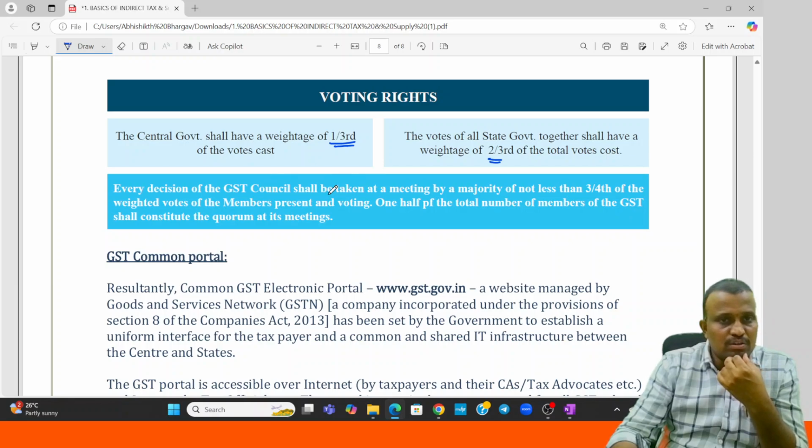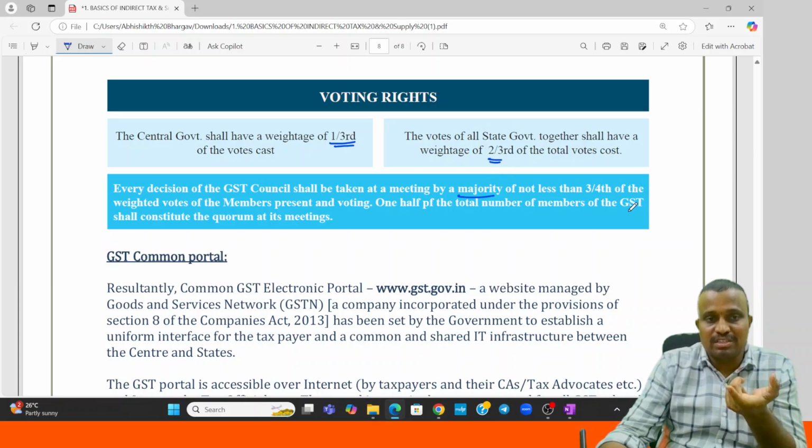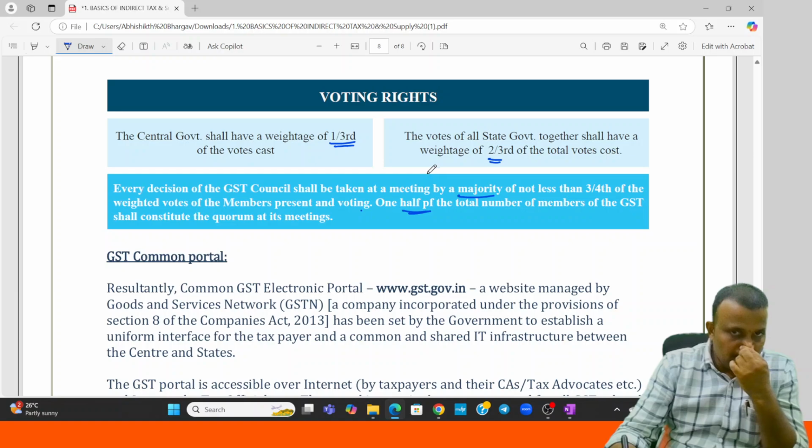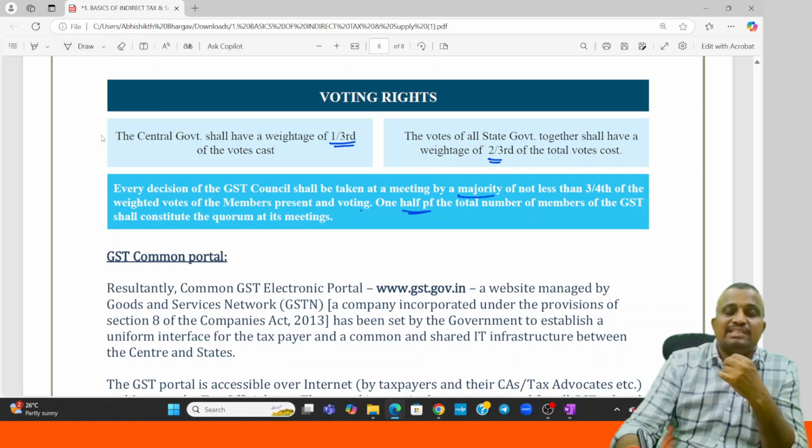Every decision of the GST Council shall be taken at a meeting by majority. Majority means 75%, that is, a special resolution is required: not less than three-fourths of the weighted votes of members present and voting. One half of the total members will be the quorum. One half means a minimum of 50% should attend.